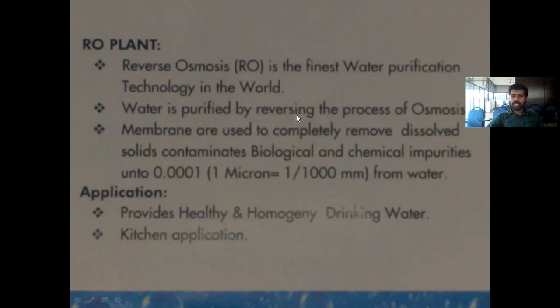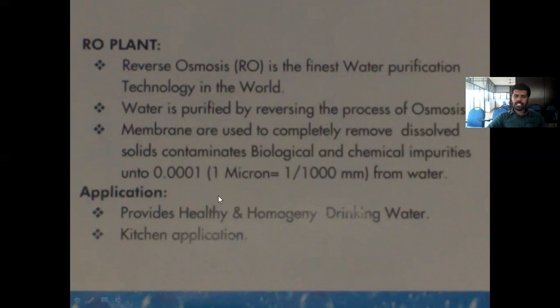Water is purified by reversing the process of osmosis. So this osmosis, we have studied in chemistry and biology or something. Water is purified by reversing the process of osmosis. Then membranes are used to completely remove dissolved solids, contaminants, and biological and chemical impurities. Okay, so this is one of the purest forms of filtration systems. It is called a reverse osmosis plant, and it can even remove 1 to 0.0001 micron of impurities from water.